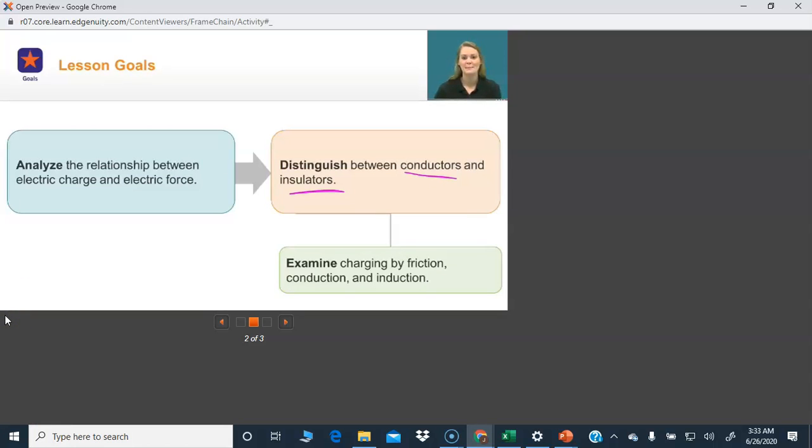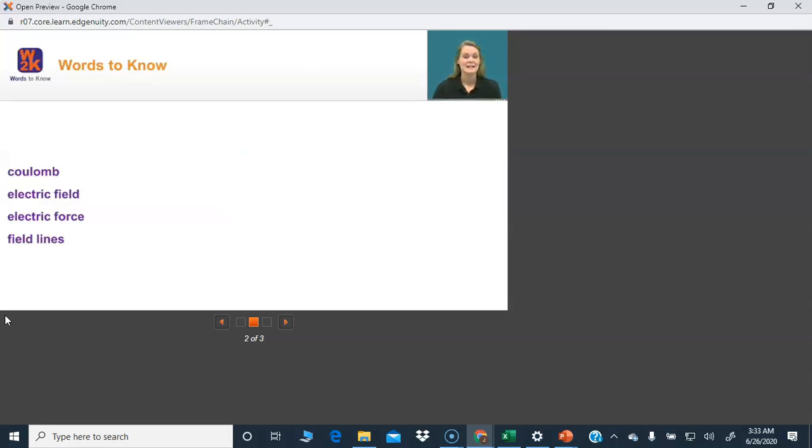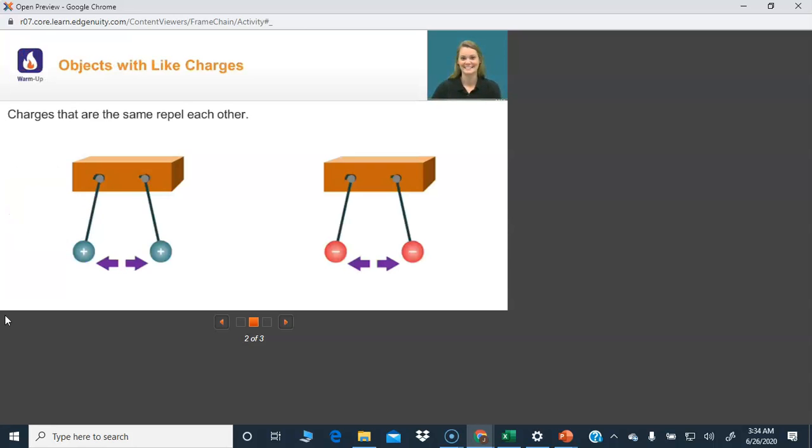Next, let's look at the vocabulary words that will be used in this lesson. Take a moment to type these 4 important vocabulary words into your eNotes and check your glossary for definitions. Stay on the lookout for these vocabulary words as you move through the lesson. Your science words are Coulomb, electric field, electric force, and field lines.